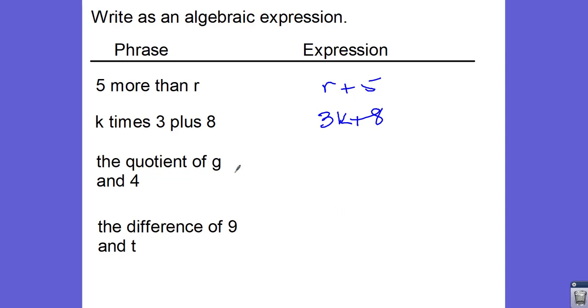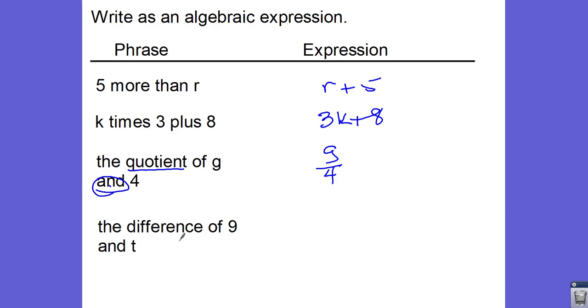The quotient of G and 4. Well, quotient is a word that means division. Okay? And anytime you hear one of these words, quotient, difference, and sum, you take the things in the order that they appear, and the and tells us where the mathematical symbol is going to go. So in this case, it says the quotient. Okay, I'm going to be dividing. Well, what am I dividing? G and 4. So we put it as G over 4.